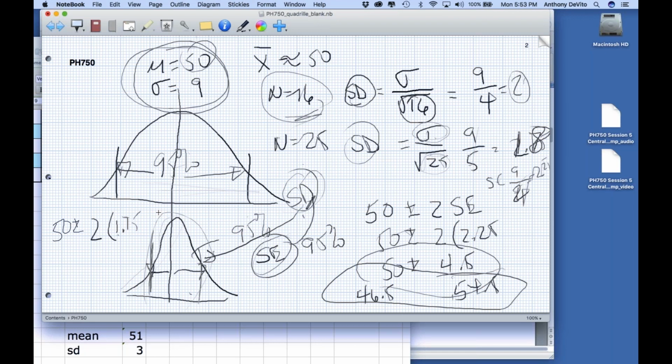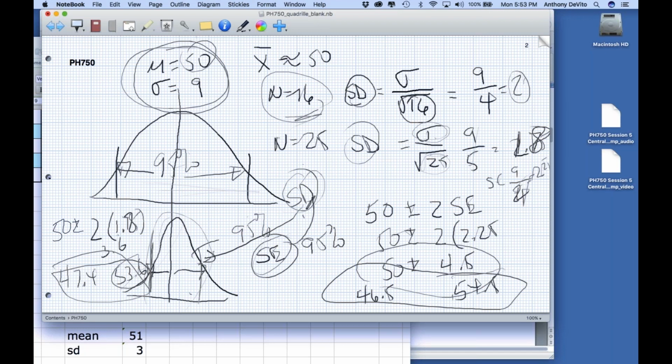Okay, so 9 over 5 is 1.8. So 2 times 1.8 is 3.6. So 50 minus 3.6 is 47.4 and 50 plus 3.6 is 53.6. I would expect 95% of the time to land in that range.